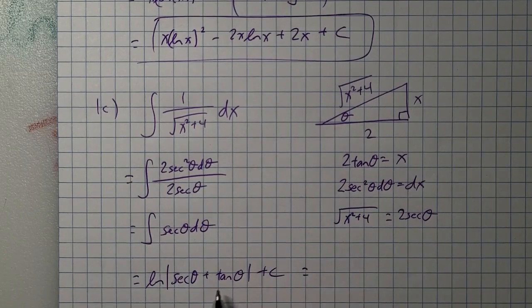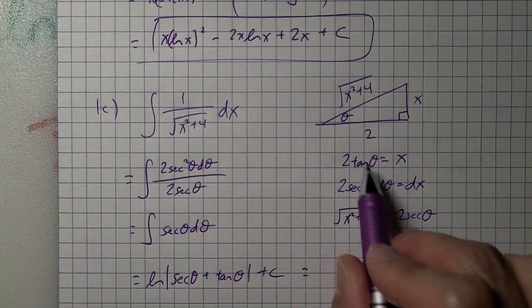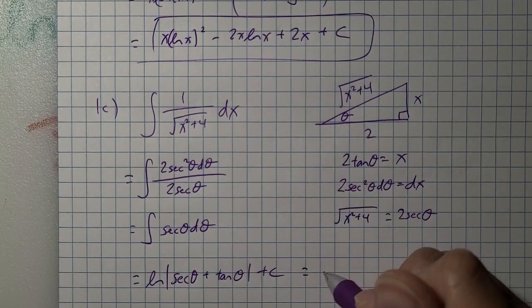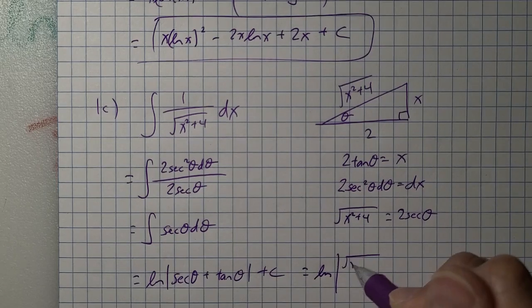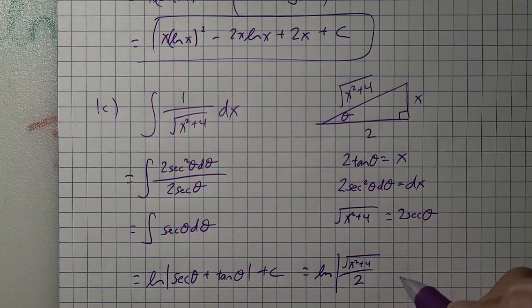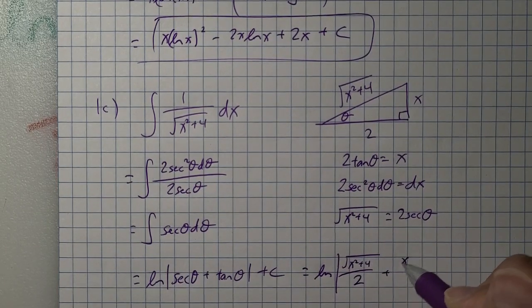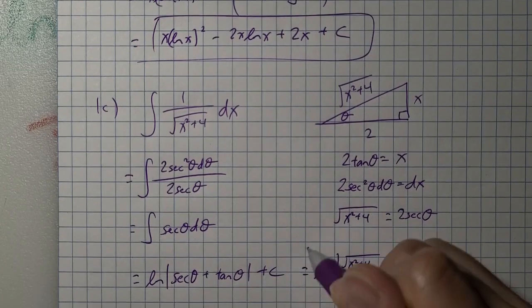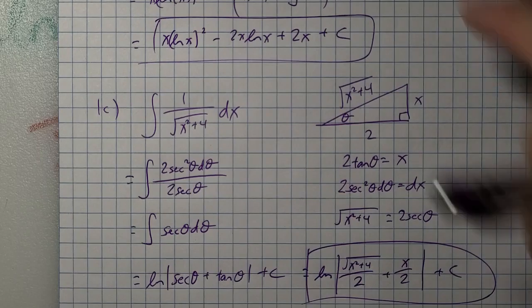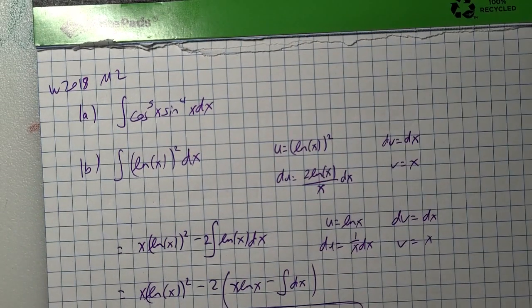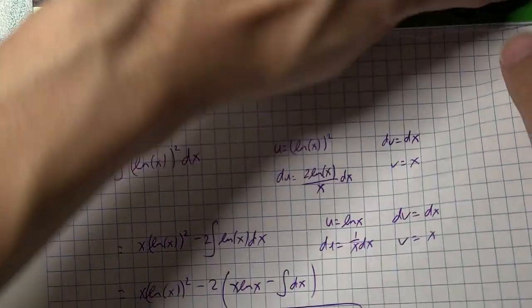Okay, let's back substitute secant theta and tangent theta. We have both the terms here, so we can just say it's ln of secant theta, which is square root of x squared plus 4 over 2, plus tangent theta, which is just x over 2, plus c. That's our answer right there. Okay, so that's that problem, pretty easy. Let's move on.